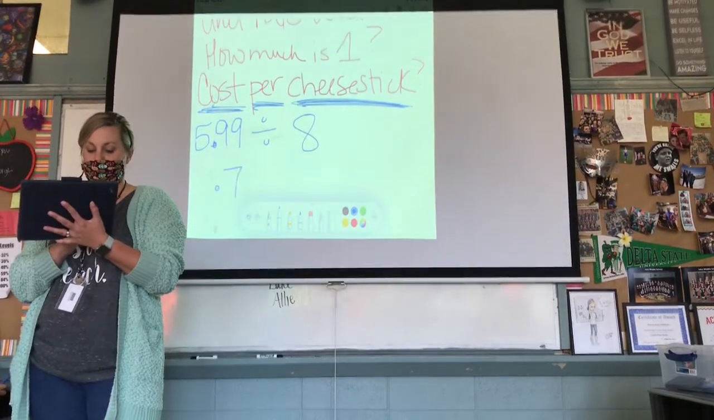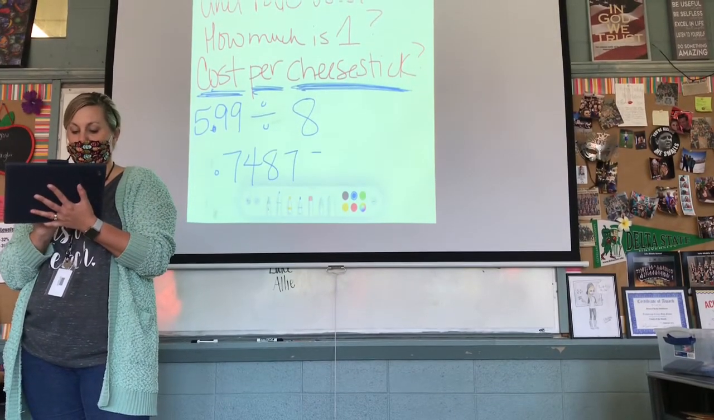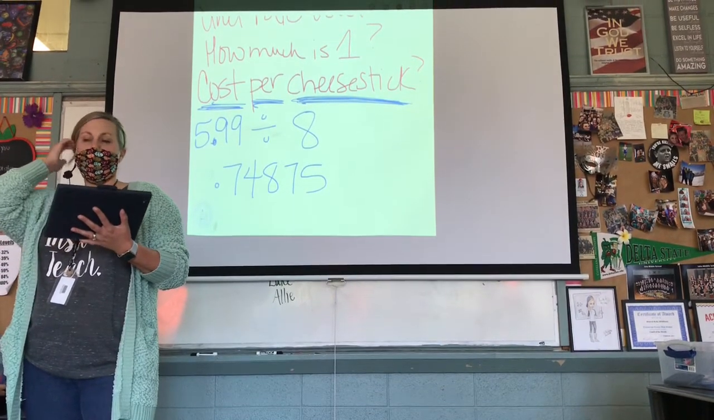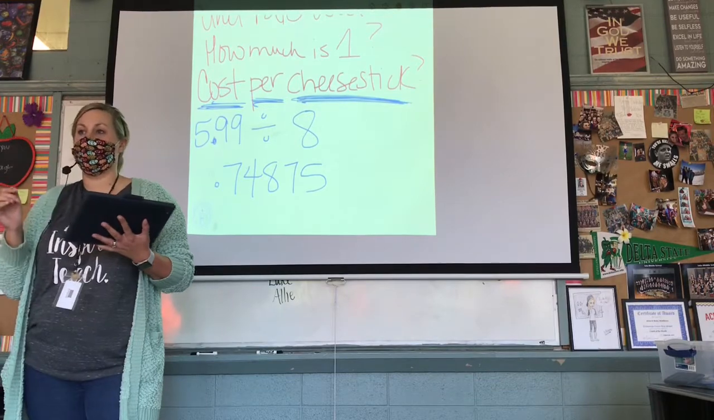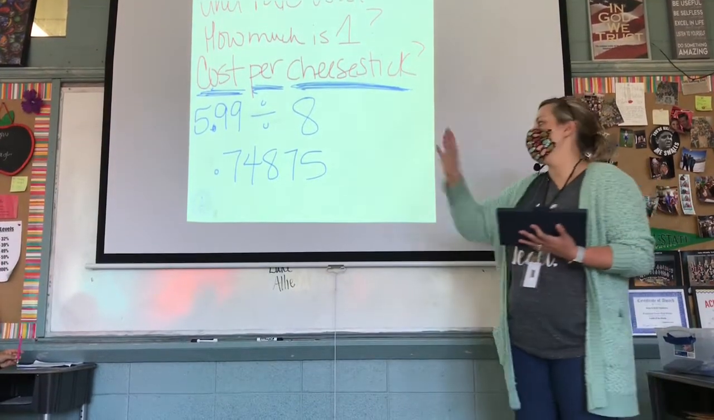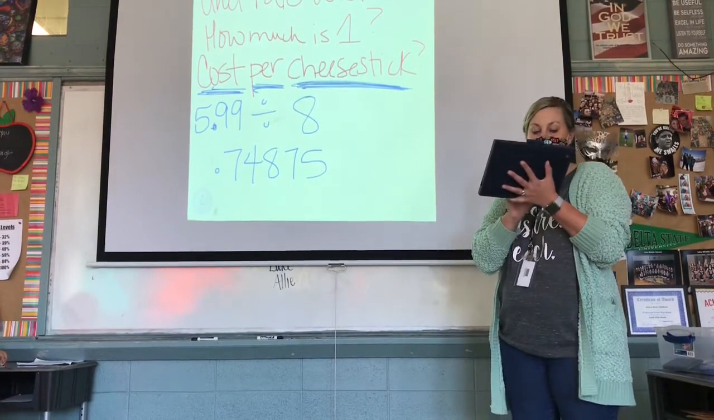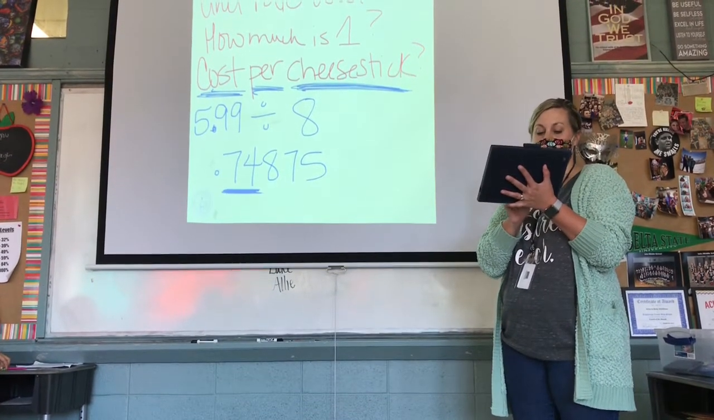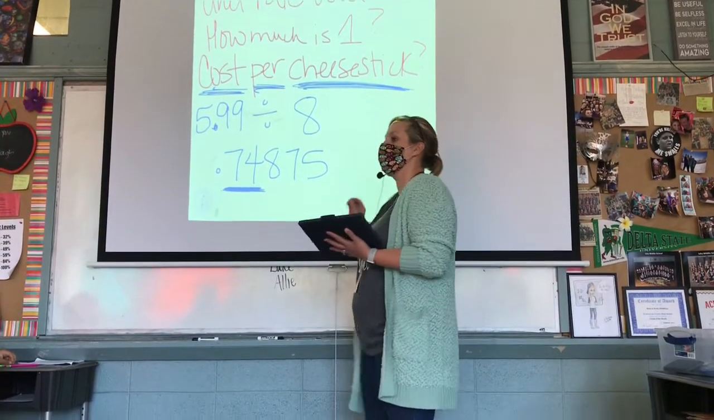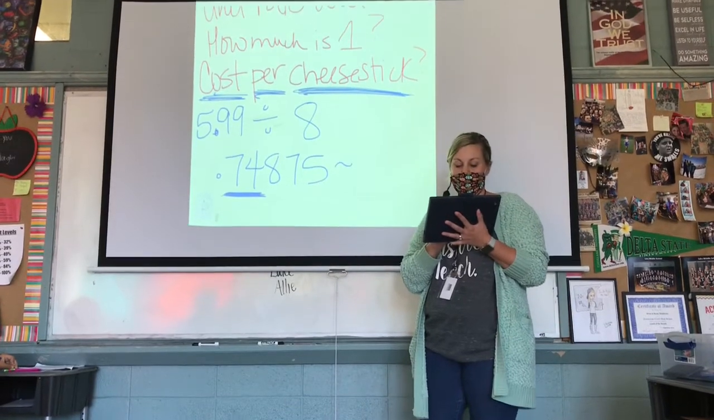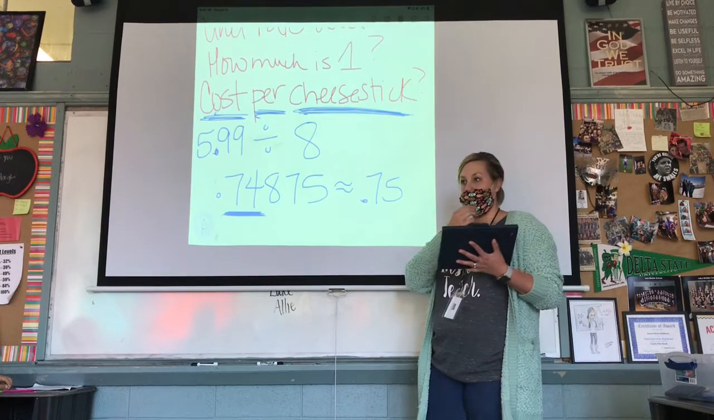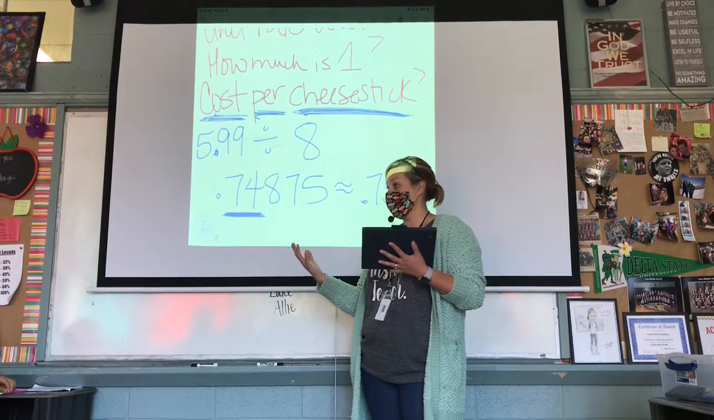Ain't gonna be no $74. Make sure you put the $5.99. Alright, so this is not a full dollar. That means it can only have 2 decimal places because we're talking about money. Each cheese stick is about what price? $0.75. About 75 cents a piece. Does that make sense? Pretty easy?